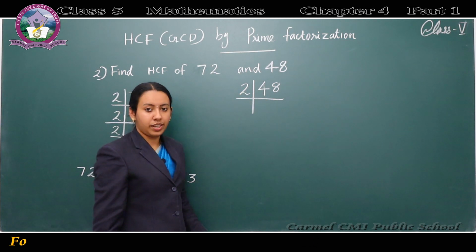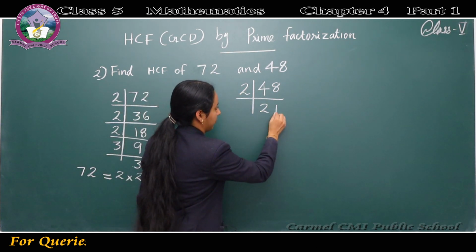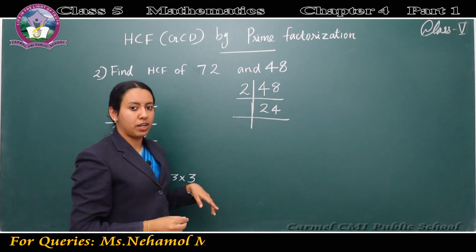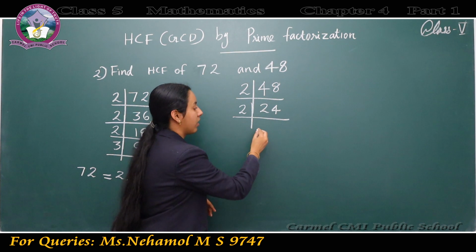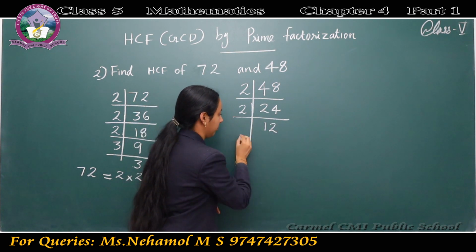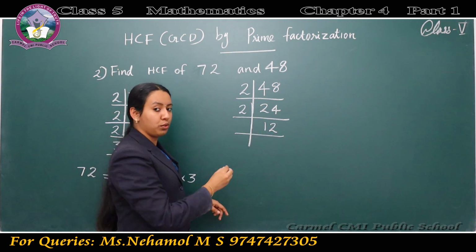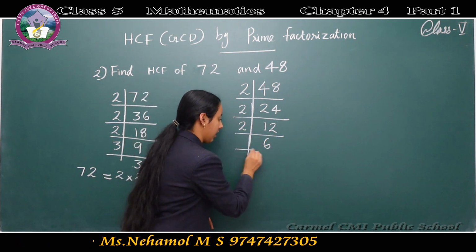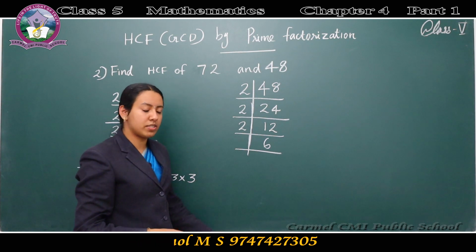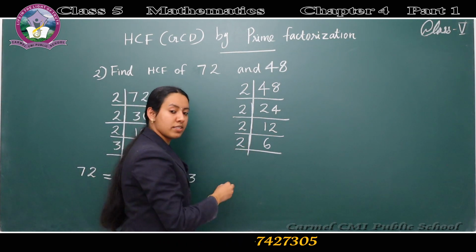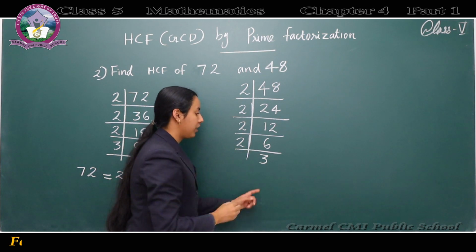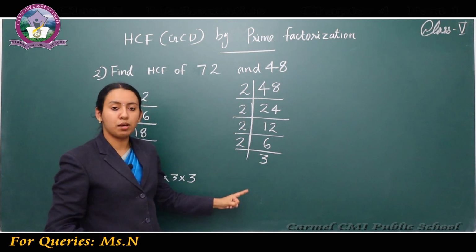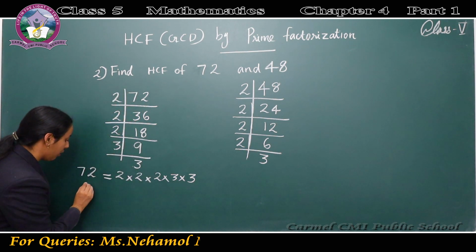48 by 2 is 24. 24 is also divisible by 2. 24 by 2 is 12. Then what is 12 by 2? 12 divided by 2 is 6. 6 is also divisible by 2. 6 by 2 is 3. We got a prime number here. Stop the process. Write 48 as the product of prime factors.